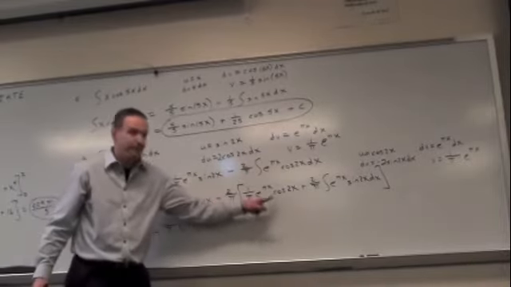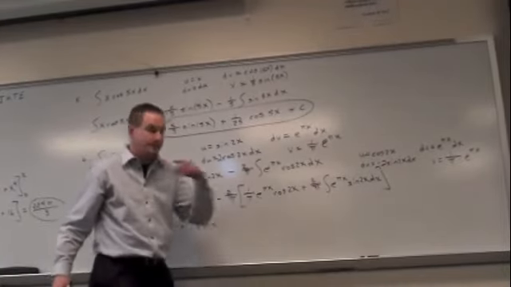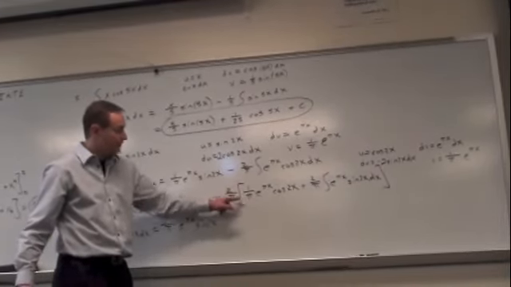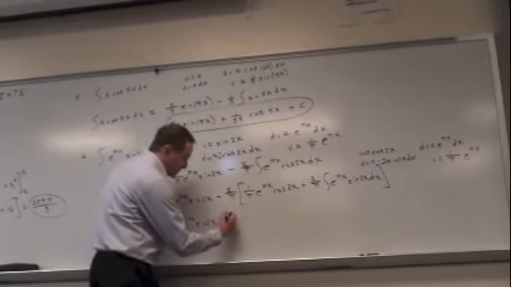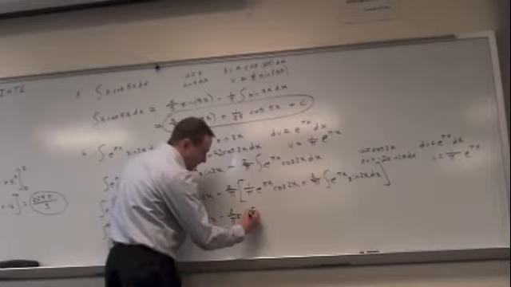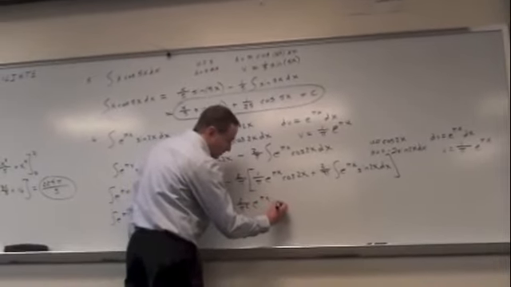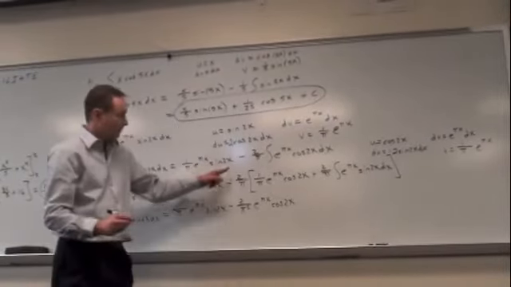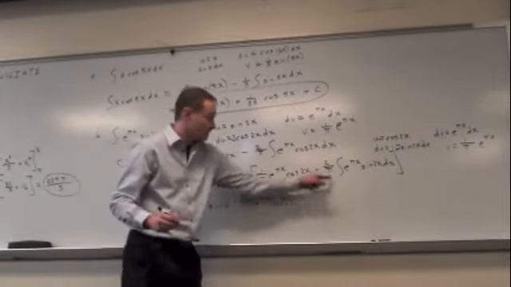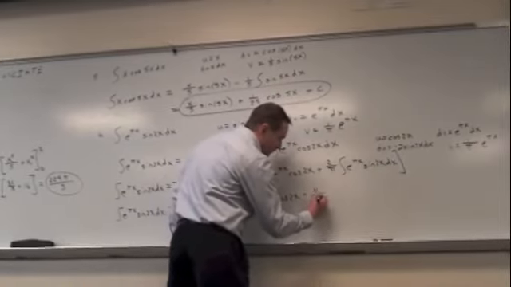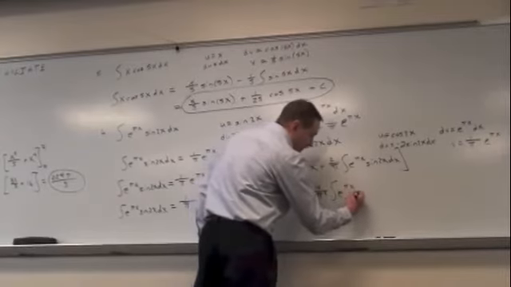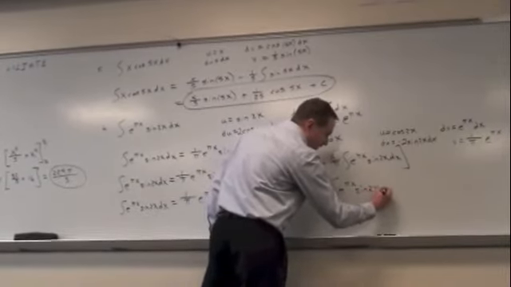I'll distribute this minus 2 over pi to both of the terms in here. When I distribute it to the first term, I'll get minus 2 over pi squared e to the pi x cosine 2x, minus 2 over pi times 2 over pi, minus 4 over pi squared, integral of e to the pi x sine of 2x dx.